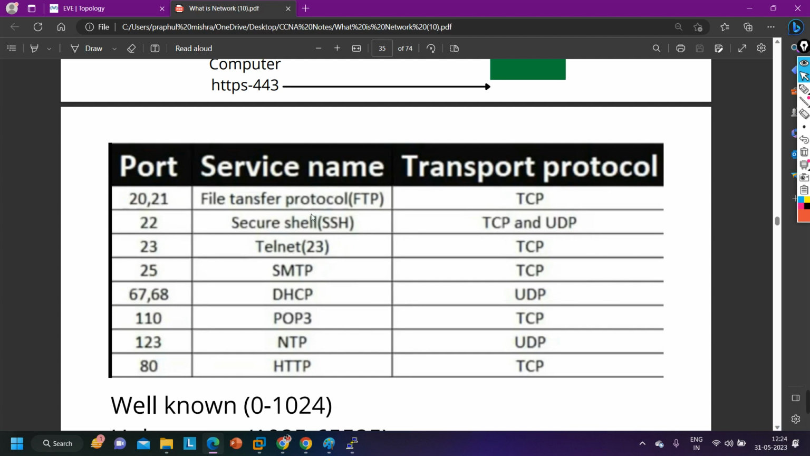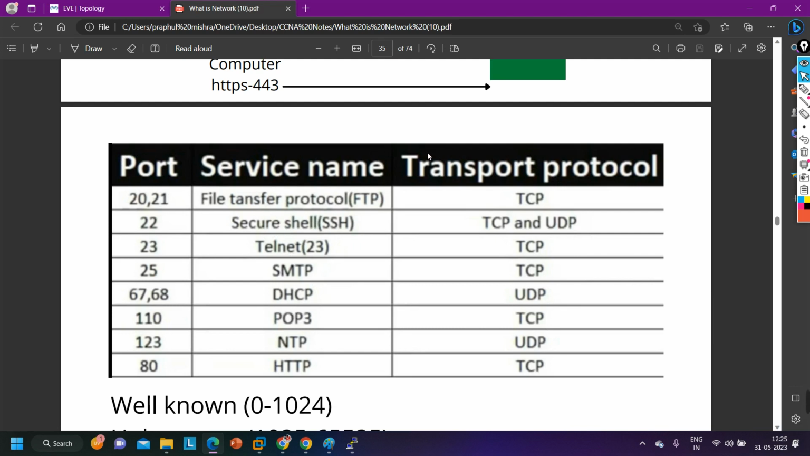Here you have to include DNS as well. DNS is not there, so DNS is also very important. The DNS port number is 53. That also you should keep in mind. So this is your second homework. The first homework is from subnetting, and the second homework is you will remember the port numbers of these protocols.